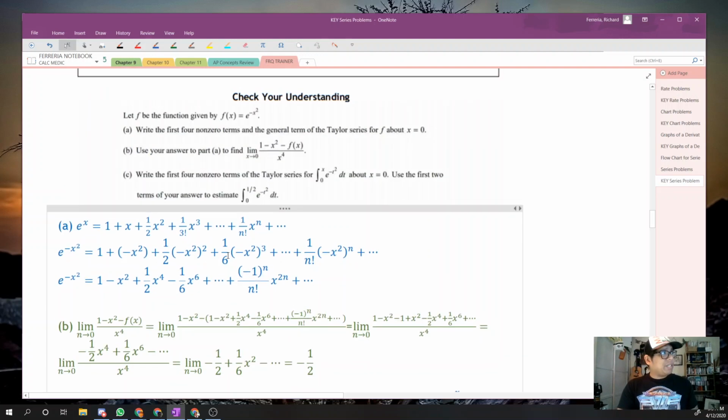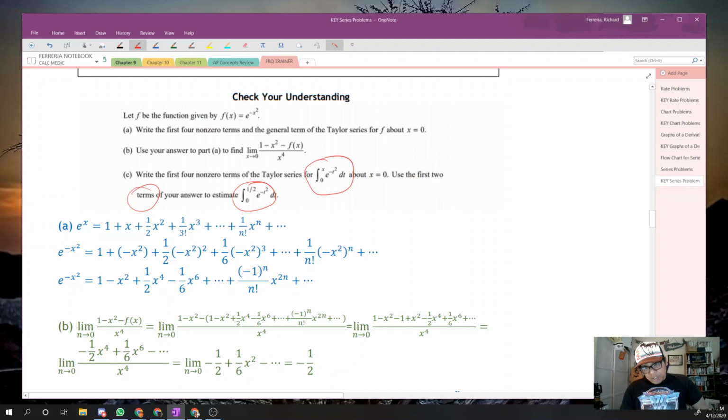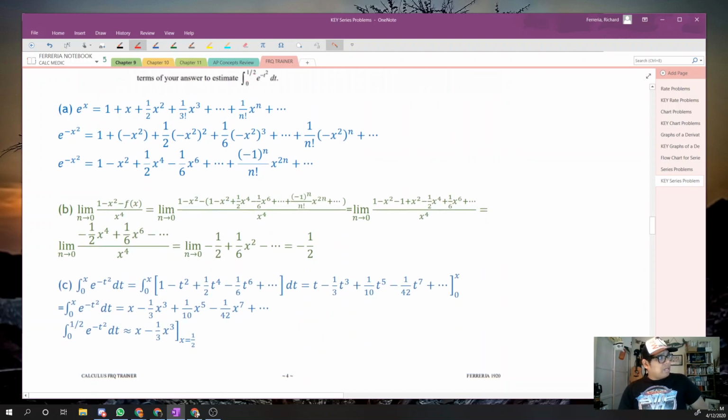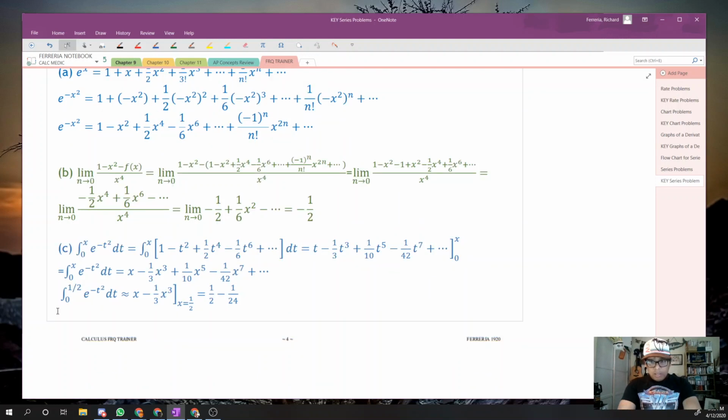For the next part, it says to use the first 2 terms to estimate this integral. Use the first 2 terms. And this integral here is the exact same thing as this integral up here. The only difference is this says 1/2 and this says x, which says to me that in the integral, all I need to do is substitute x with 1/2. Substitute the 1/2 and you get 1/2 minus 1 over 24.